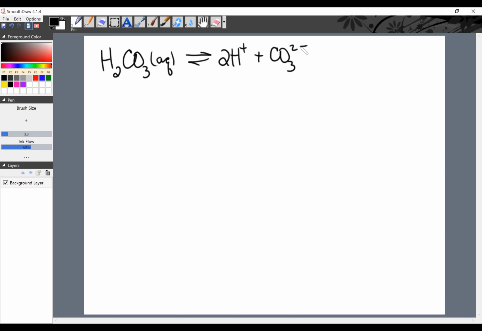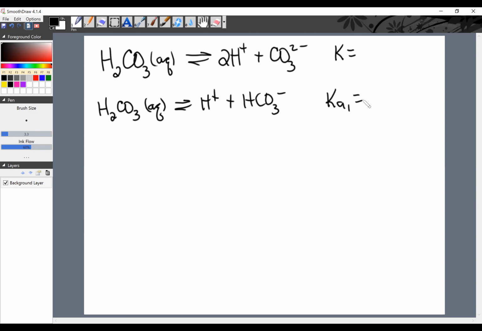All right. Is it going to just lose both protons? You cannot look up this K value because the ones that I give you, or the most common reference, is for the protons to come off stepwise. So let's figure it out. H2CO3 will lose one proton and make the bicarbonate, and that's Ka1. And I'll look that up in a second.